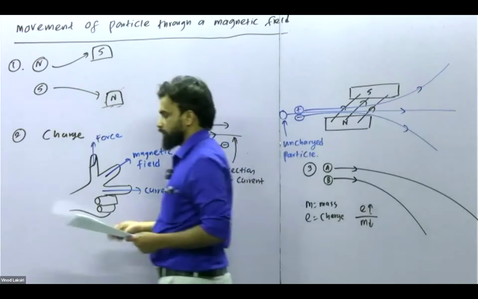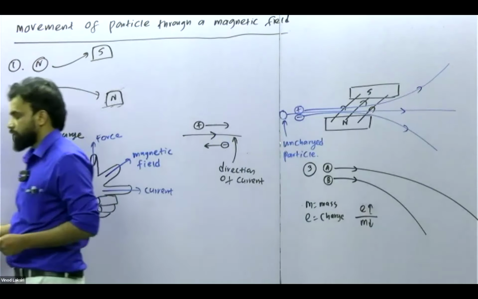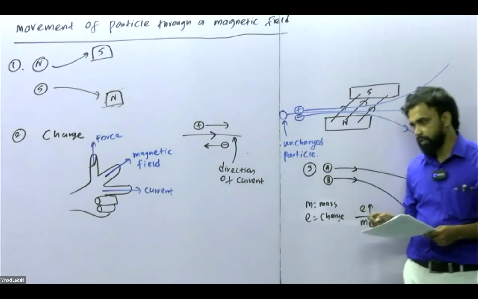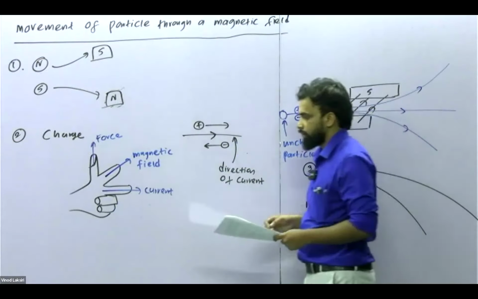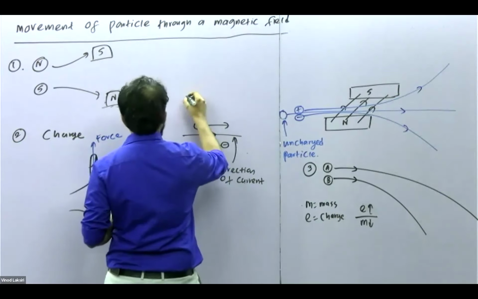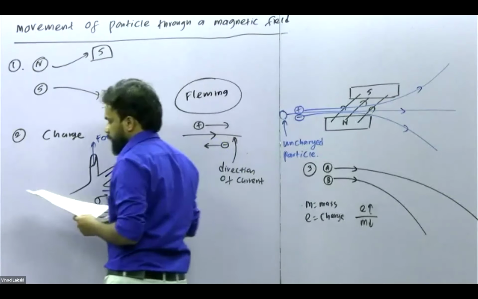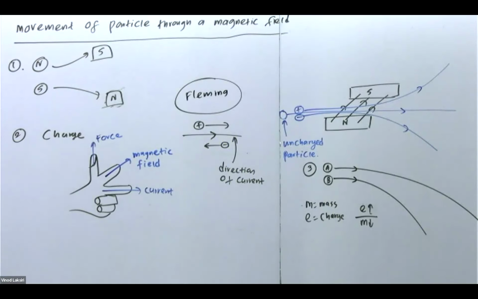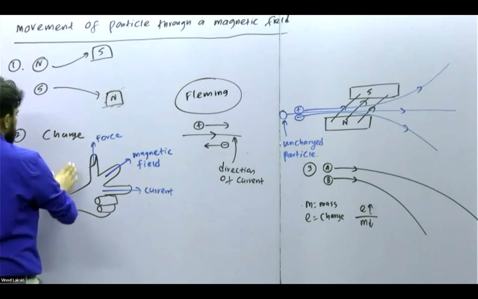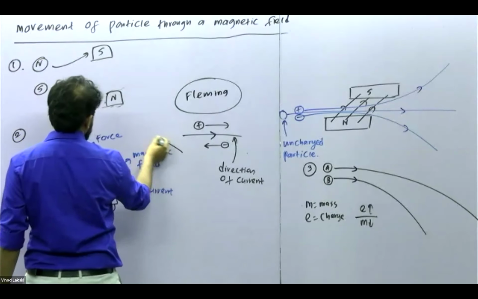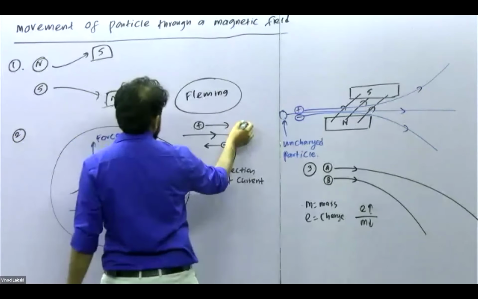The direction of deflection can be determined by using Fleming's left hand rule. So draw this setup and draw this one.